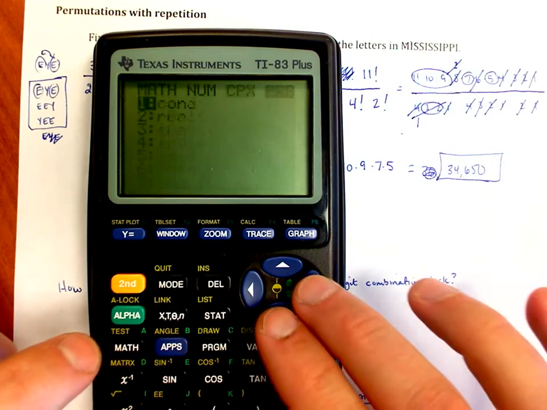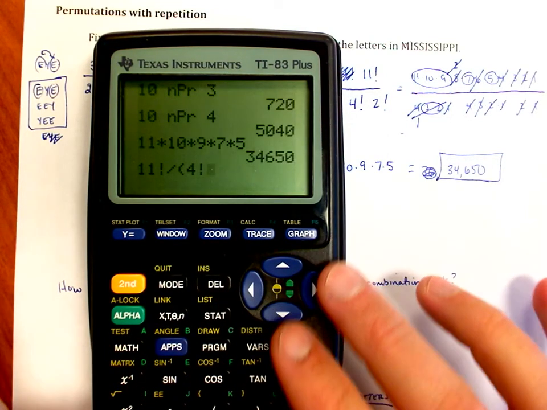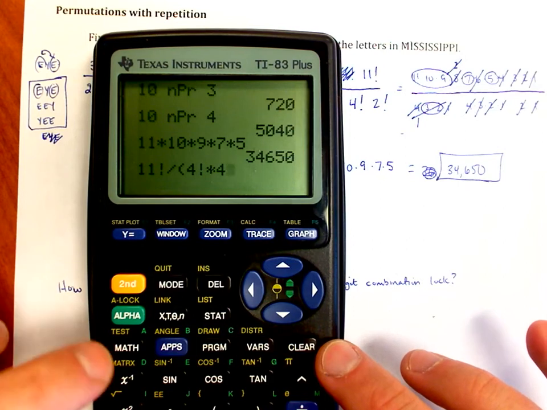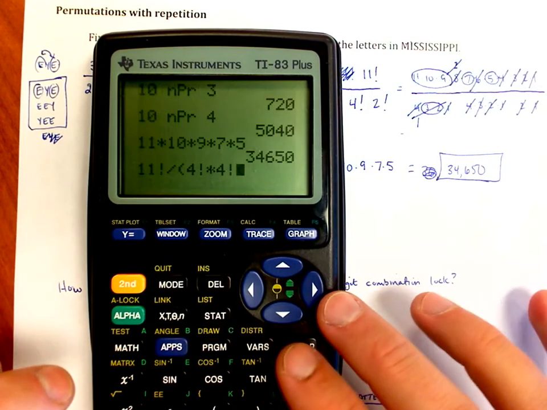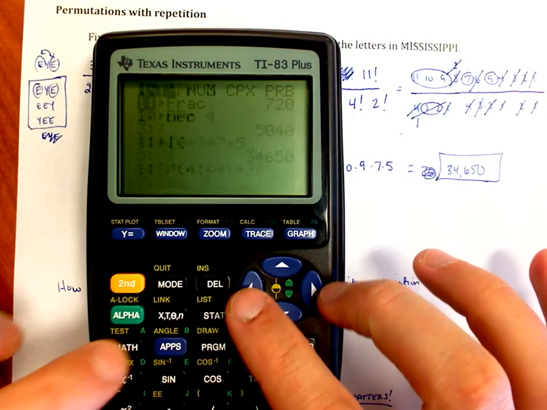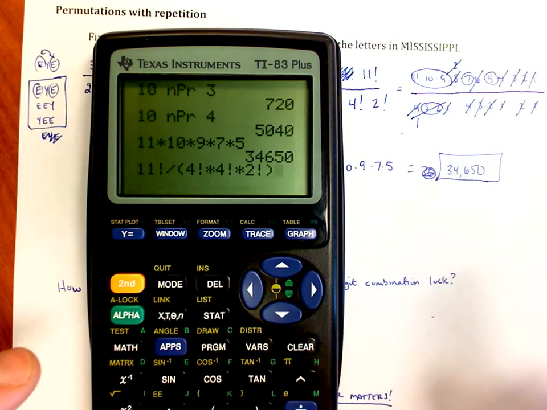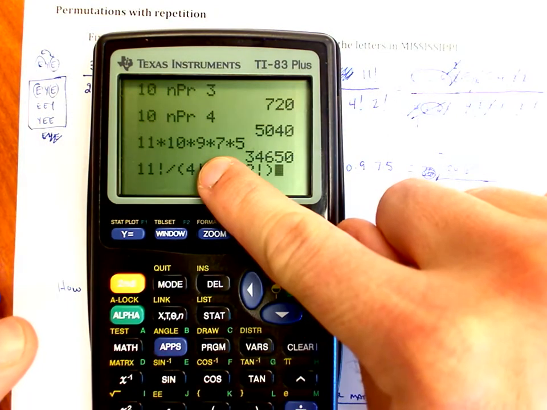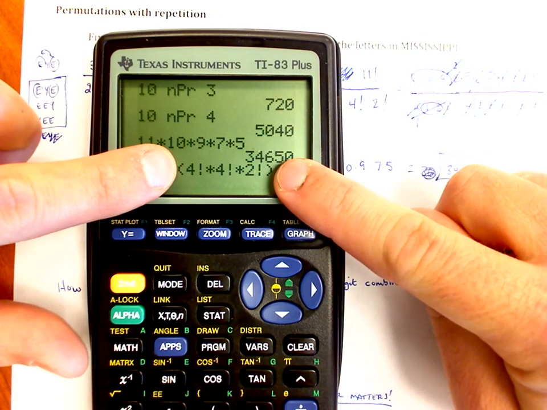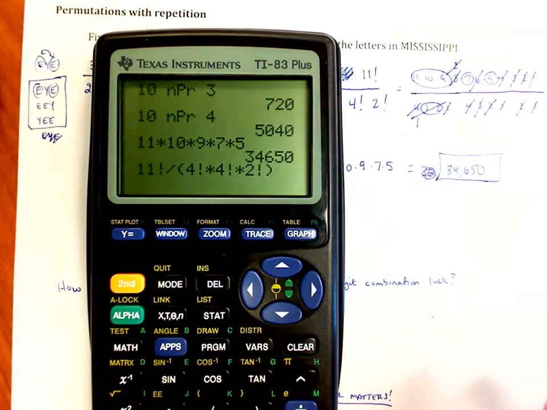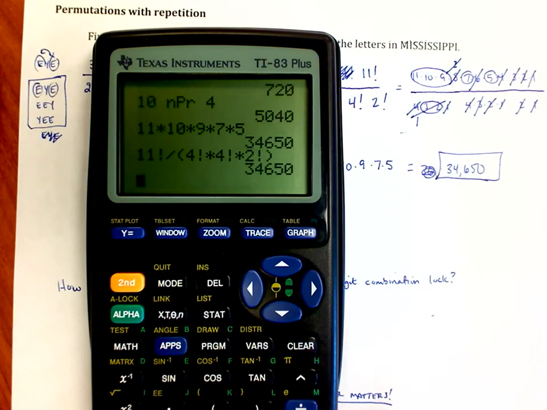4 factorial times another 4 factorial times a 2 factorial. The parentheses are the key. If I forget the parentheses, then only the first thing is going to be in the denominator. Now I'm saying this entire chunk of stuff is in the denominator. And when I click that, 34,650. So hopefully that makes sense.